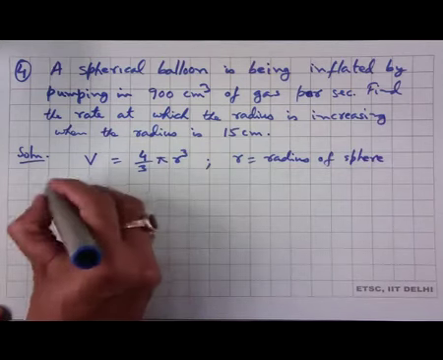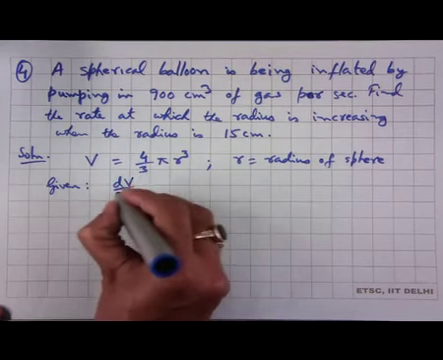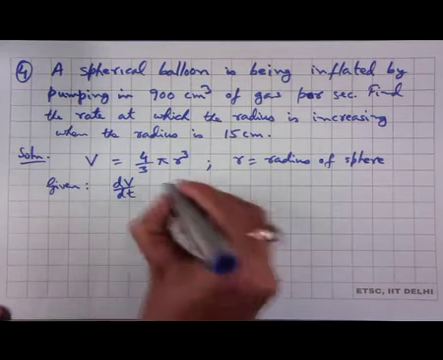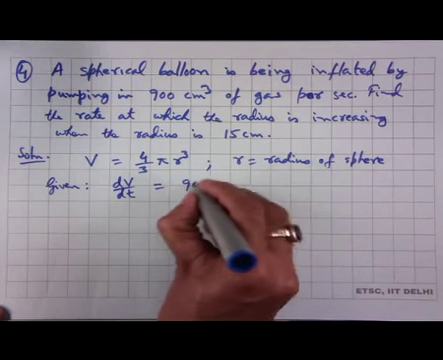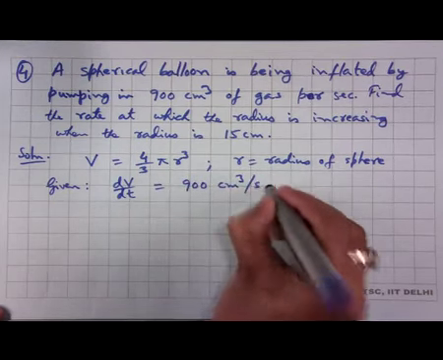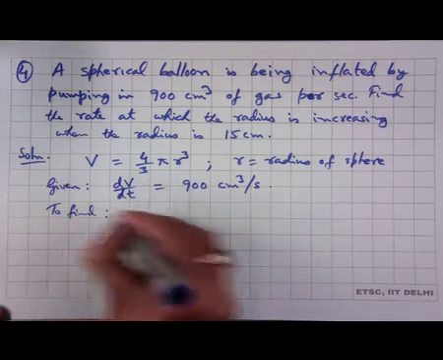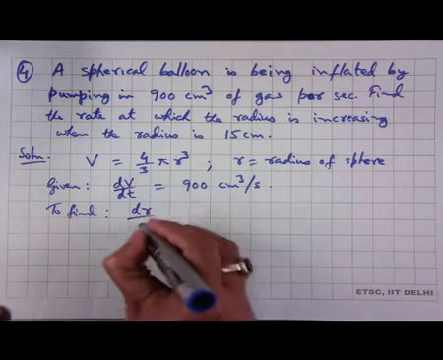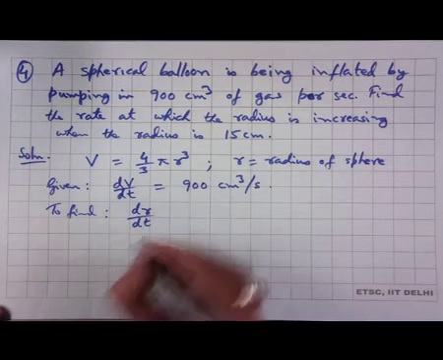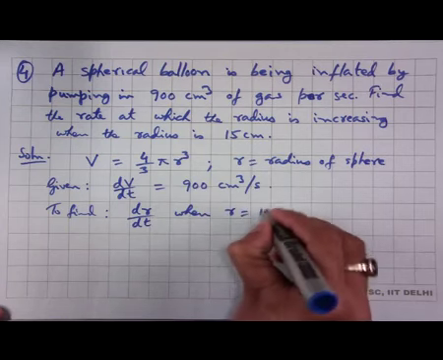What is given is the rate at which volume is increasing, dV/dt. This is 900 centimeter cubed per second, and we need to find the rate at which the radius is increasing, that means dr/dt, when the radius is 15 centimeter.